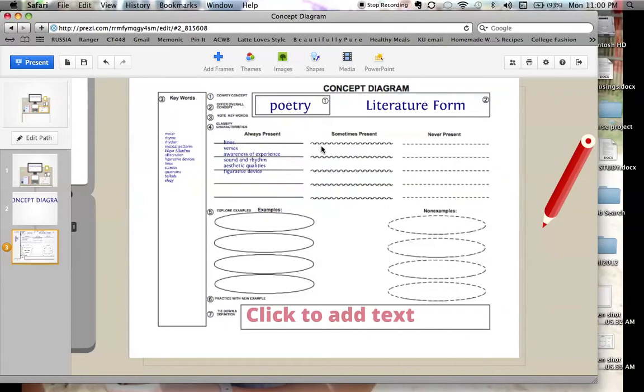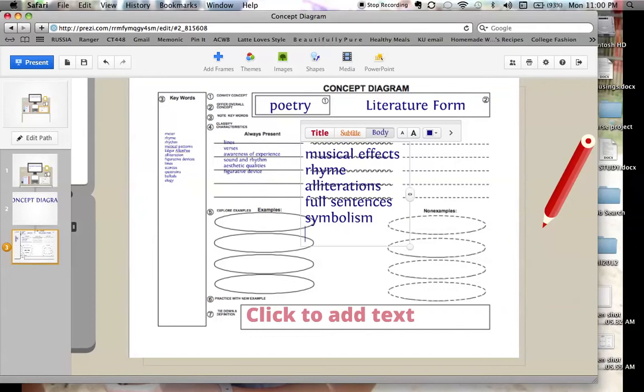Alright, so now moving on to the sometimes present. So sometimes we're going to have musical effects. You can see this in some of Langston Hughes' poetry, for example, or Edgar Allan Poe. We're going to see rhyme sometimes, alliteration sometimes, not always, frequently though. We can see full sentences. Some poets use full sentences in their poetry. I think people tend to think that that's not the case.